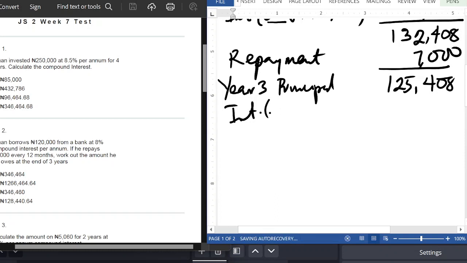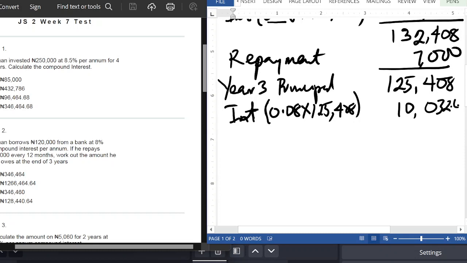We calculate the interest for year three again, which is what? 0.08 multiplied by 125,408. So 125,408 times 0.08 also gives 10,032.64. Right. So we have this together.